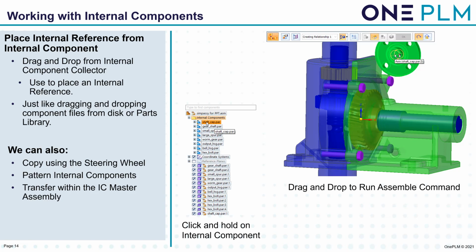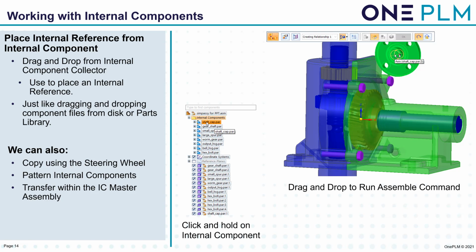We can also copy these using the steering wheel. So if you do select an internal component, we can copy with Control or with a little square icon to copy that. We can pattern internal components. It is ever so slightly limited, but most of the normal pattern commands are available. And we can also transfer within the internal component master assembly.